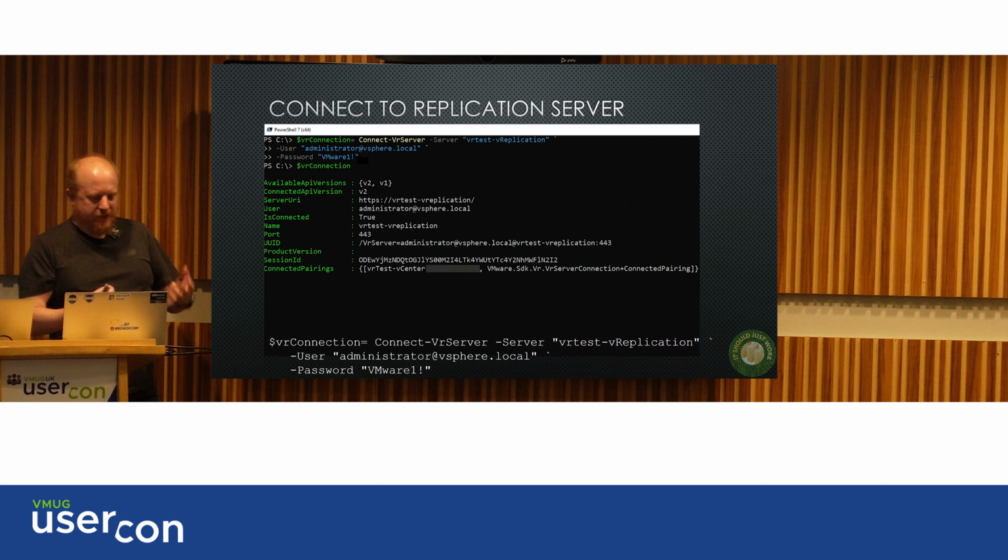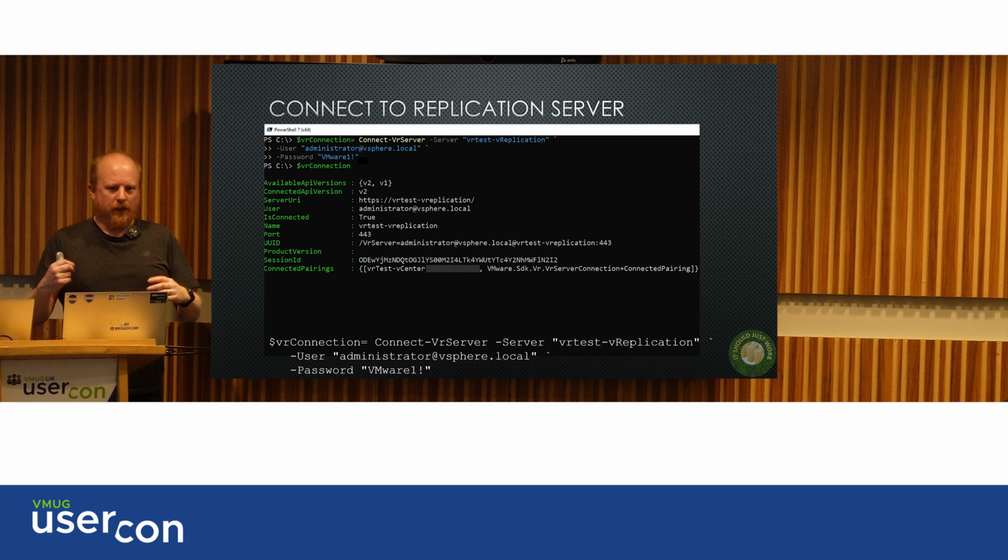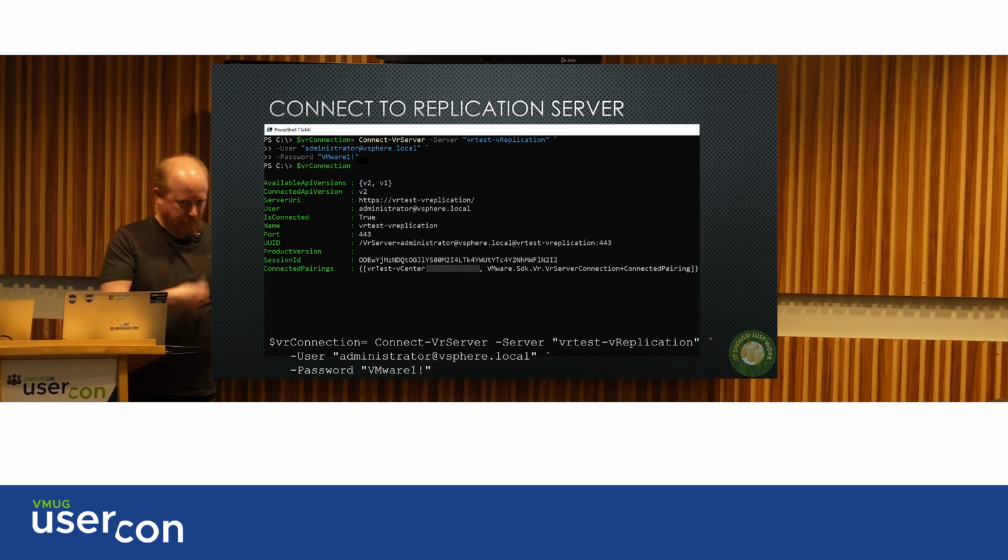So we've made sure we've got the right version of PowerCLI. We now need to get some information together. So we now need to connect to our replication appliance. For that, we use a Connect-VRServer command here. If you've used PowerCLI and talked to vSphere, to vCenter, you've got Connect-VIServer. This is essentially doing the same thing, but we're connecting directly to the replication server. We're not connecting to vCenter. And we give it some credentials.